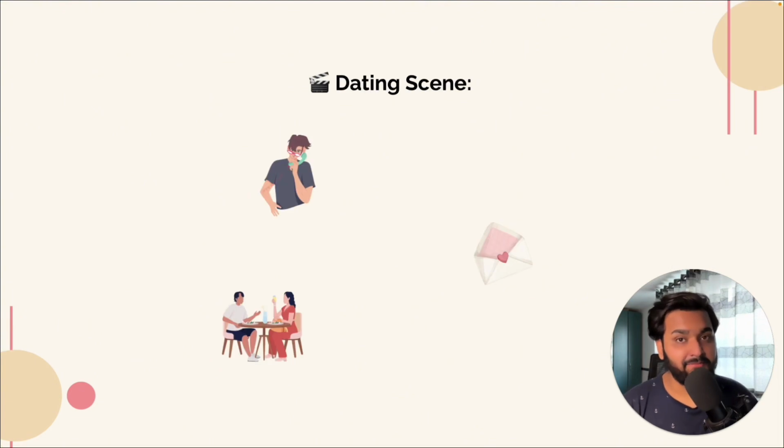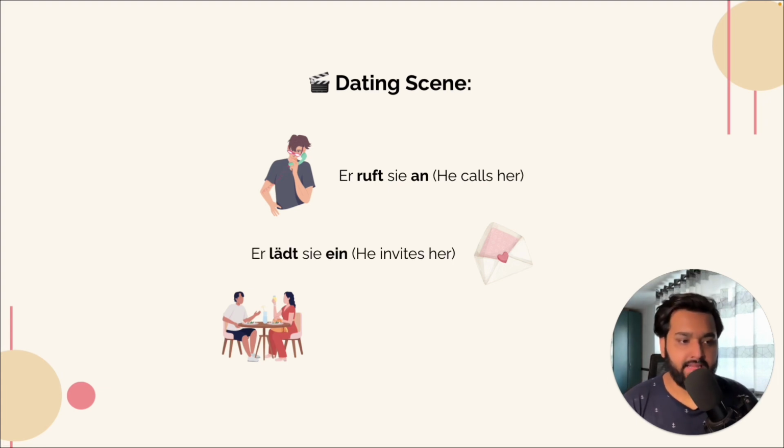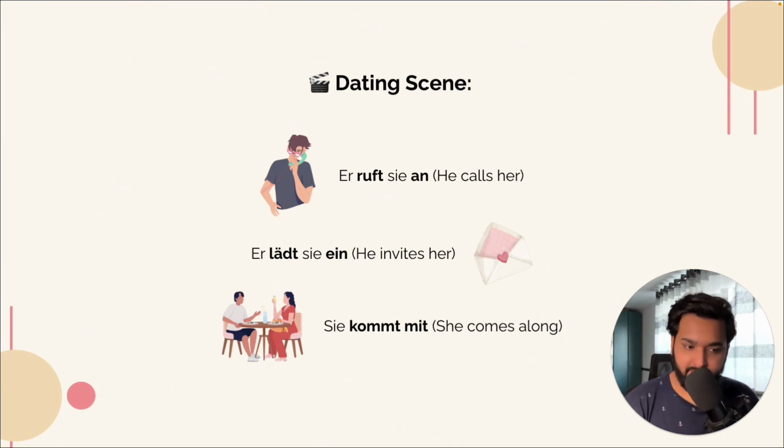Now let's do the same thing with the dating scene. Okay? At first, ruft sie an. That means he calls her. Then lädt sie ein. He invites her. And finally, sie kommt mit. She comes along. As you can see, the first separable verb was anrufen. Then the second one was einladen. And finally, the last one was mitkommen.